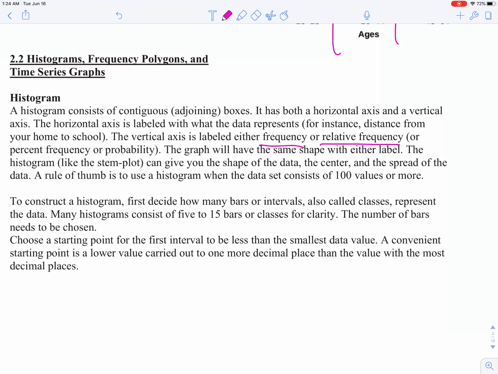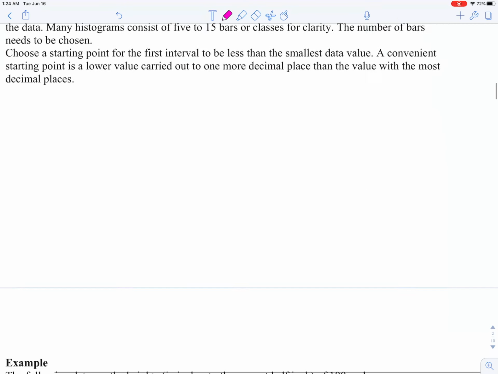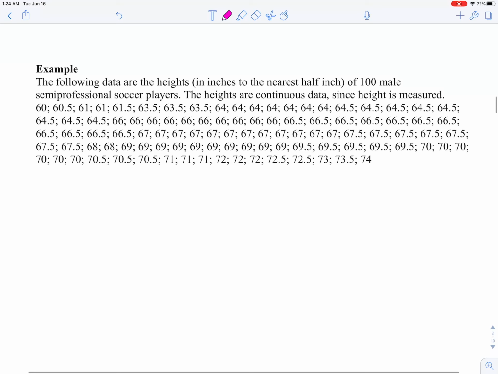All right, choose a starting point for the first interval to be less than the smallest data value. A convenient starting point is a lower value carried out to one more decimal place than the value with the most decimal places. Don't worry about that too much. I'm going to show you how to do this right here.